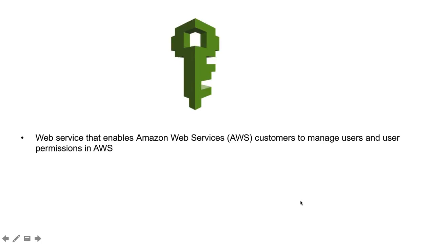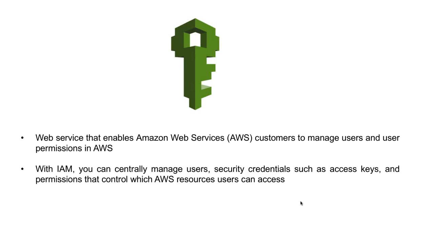IAM is a web service that enables AWS customers to manage users and users' permissions in AWS. With IAM, you can centrally manage the users' security credentials, such as access keys, and permissions that control which AWS resources the users can access.